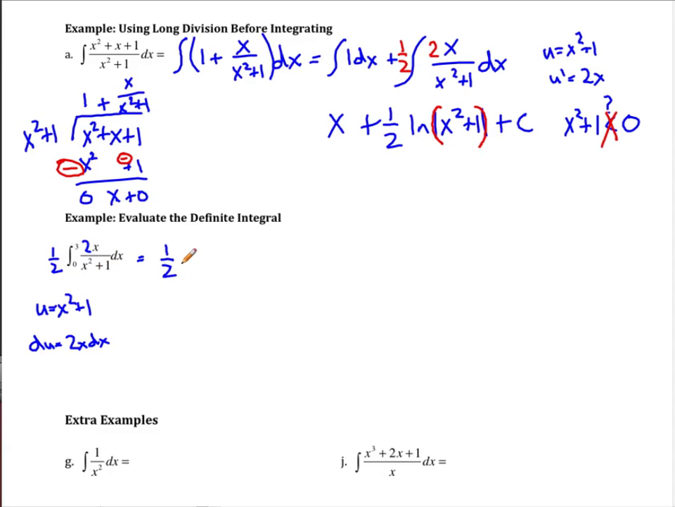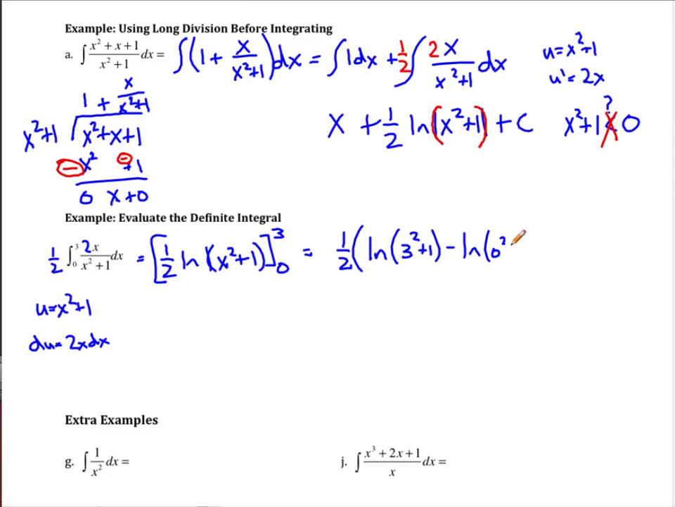So we have 1/2 times the natural log of the absolute value. Well, we don't even need absolute value anymore because it's x squared plus 1. And we want to evaluate this from 0 to 3. Okay, so now we're going to apply the fundamental theorem of calculus here. So we're going to get 1/2, and we can actually factor this outside, times the natural log, and we'll substitute in 3, so 3 squared plus 1. And then we're going to substitute 0, so the natural log of 0 squared plus 1.